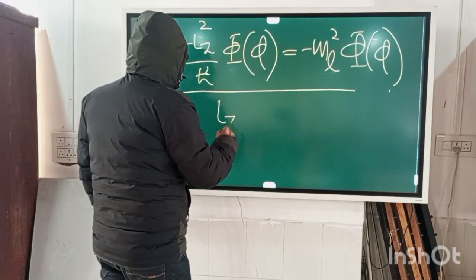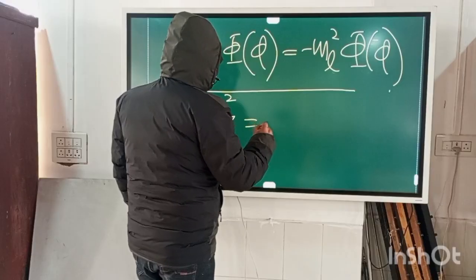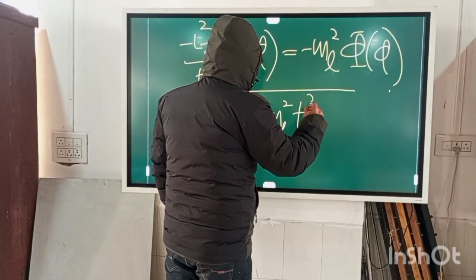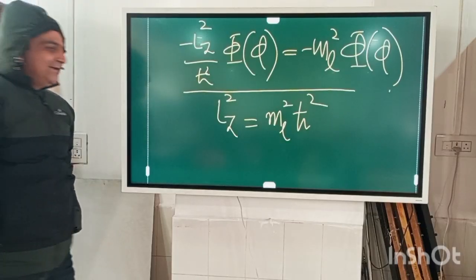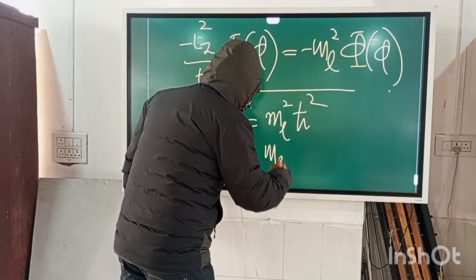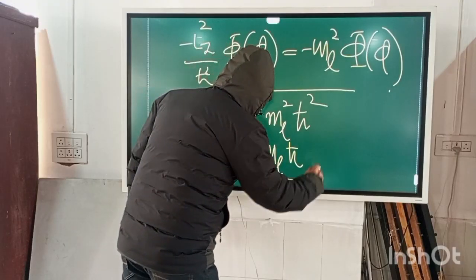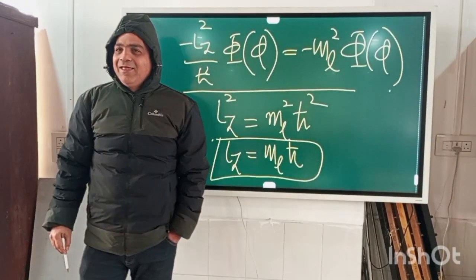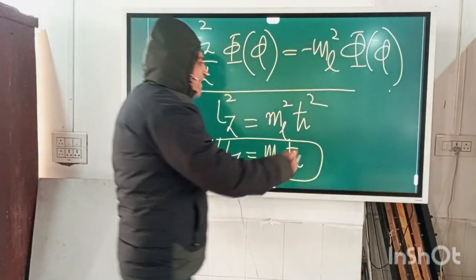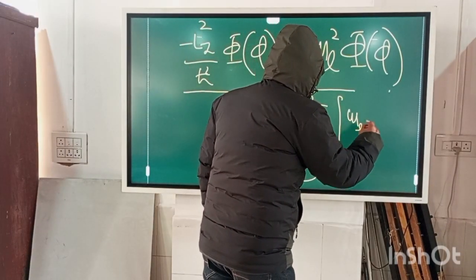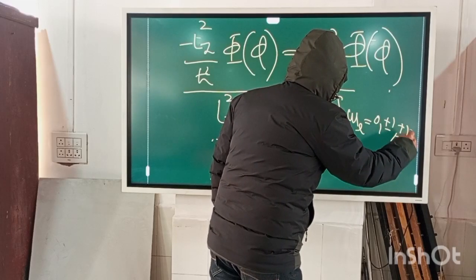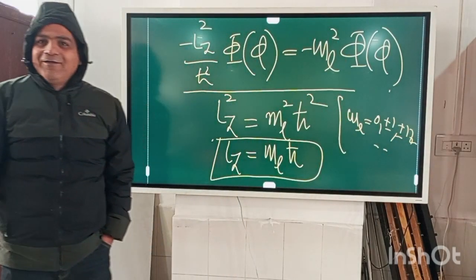So what will be Lz²? Lz² will be equal to ml²ħ². Right? So what will be Lz? That will be mlħ. What is ml? It is the magnetic quantum number. And what are its values? ml can be 0, ±1, ±2 and so on and so forth.